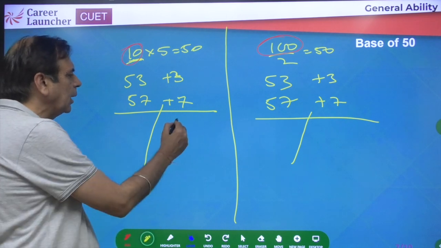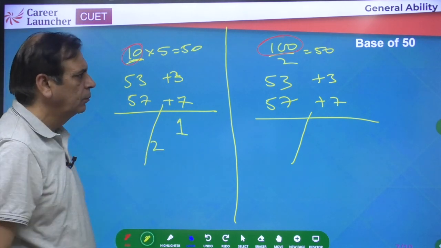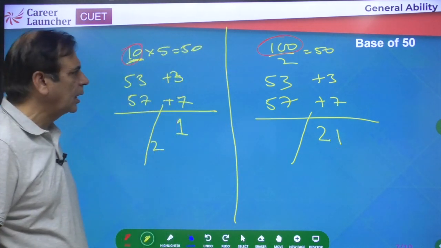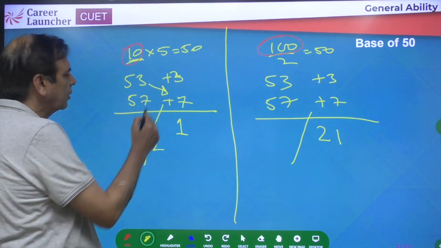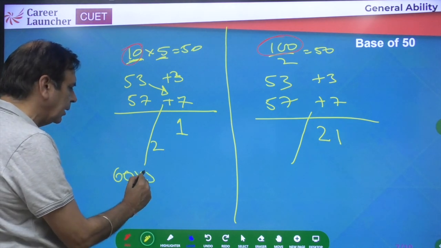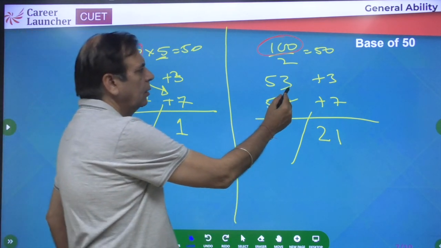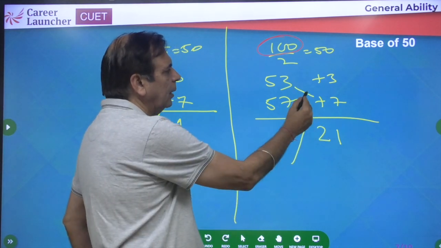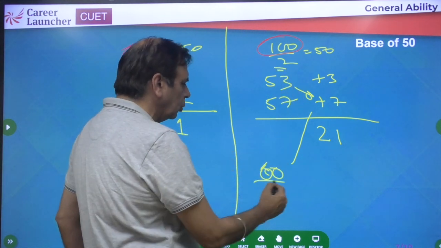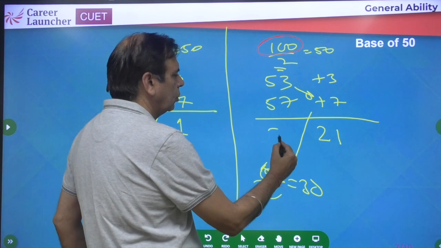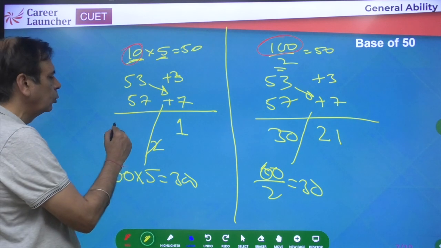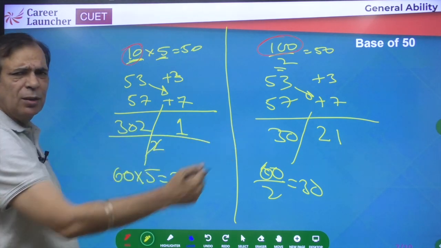So 7 into 3, 21. Retain 1, 2 to be carried over. What about here? 7 into 3, 21. We can retain 2 digits because the original base is 100. Left hand side, 53 plus 7, 60. Since the original base has been multiplied with 5, I will multiply this also with 5. What about here? 53 plus 7, 60. Since the original base has been divided by 2, this will also be divided by 2. So 30 and 21. And what about this? 60 into 5, 300 plus carryover of 2, 302. Same answer.